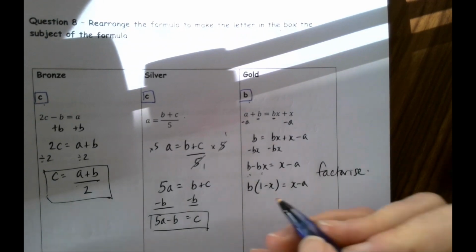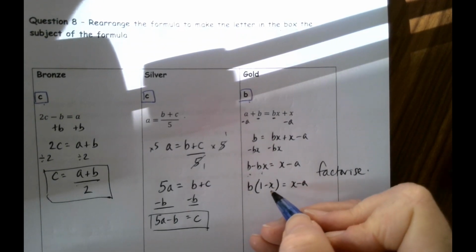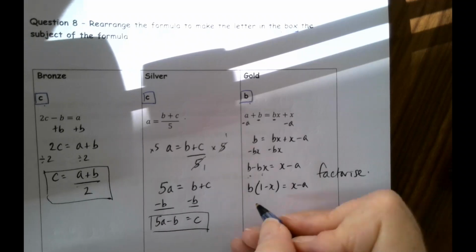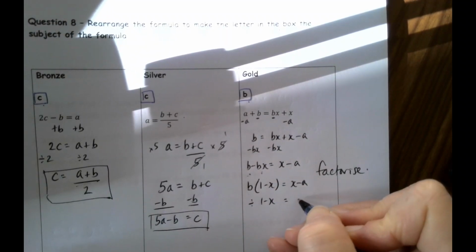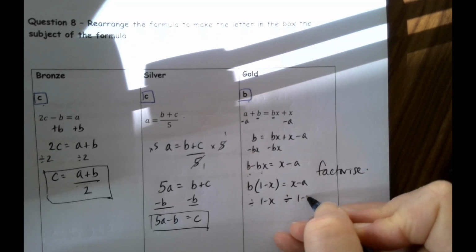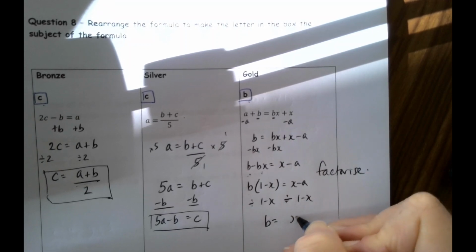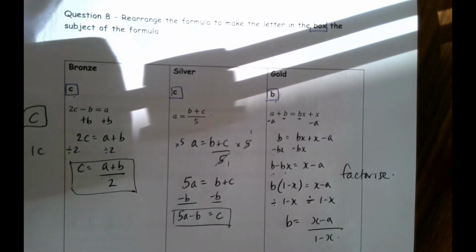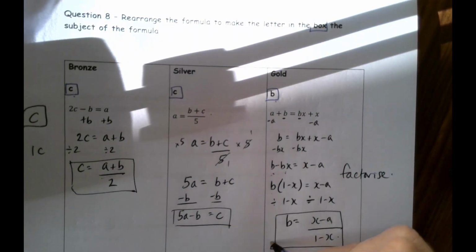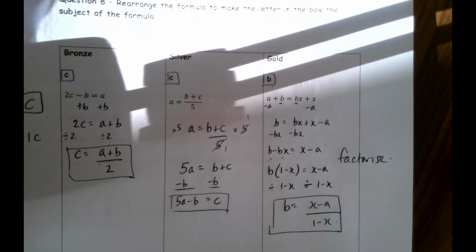Now, over there, look, I've got 1b. I have this nasty bracket, but I've only got 1. So I'm going to divide both sides by 1 minus x, because it's multiplying by the b. I'm going to divide this side by 1 minus x. What I'm left with is x minus a over 1 minus x. And that's my answer. Okay, so the trick there is to factorize.